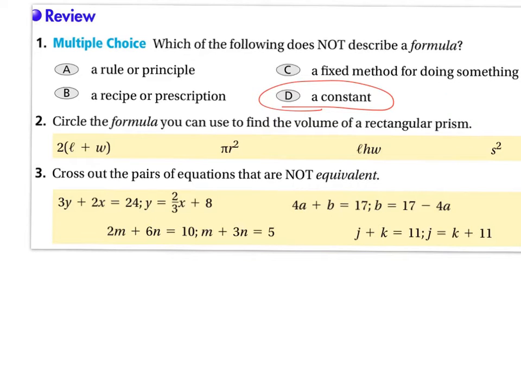Now, a rectangular prism is a box. So we have length, width, and height. So our volume would equal length times width times height. And for problem 3, cross out the pairs of equations that are not equivalent. Each one of these has a pair of equations. Can you tell which ones are not equivalent?